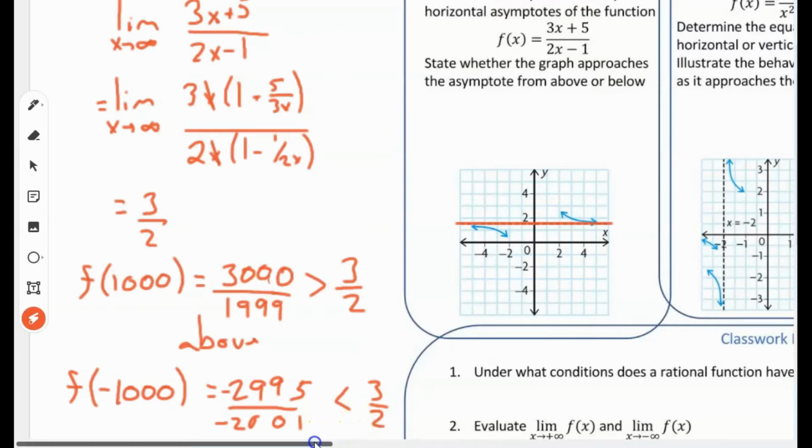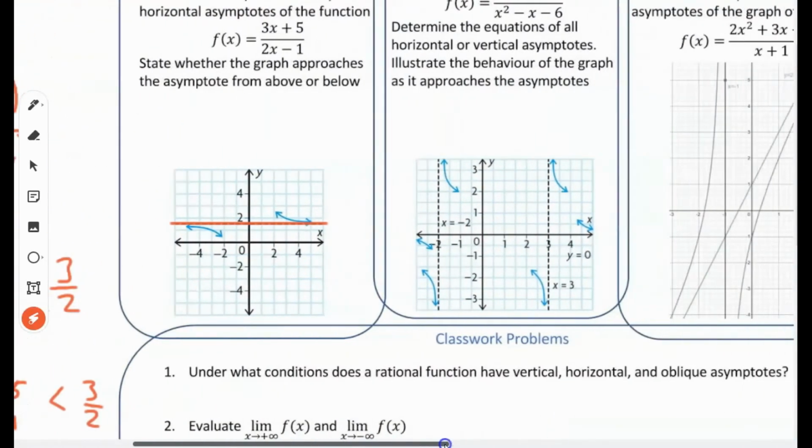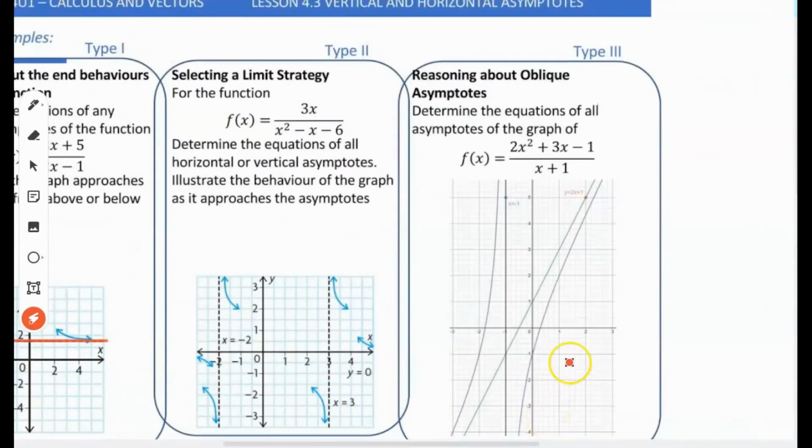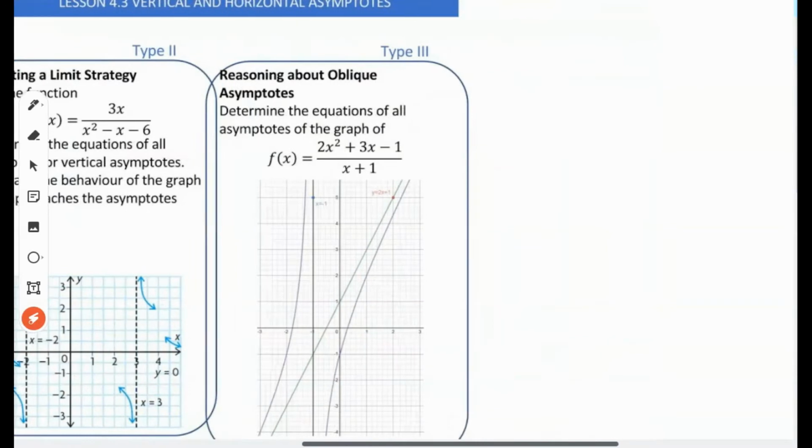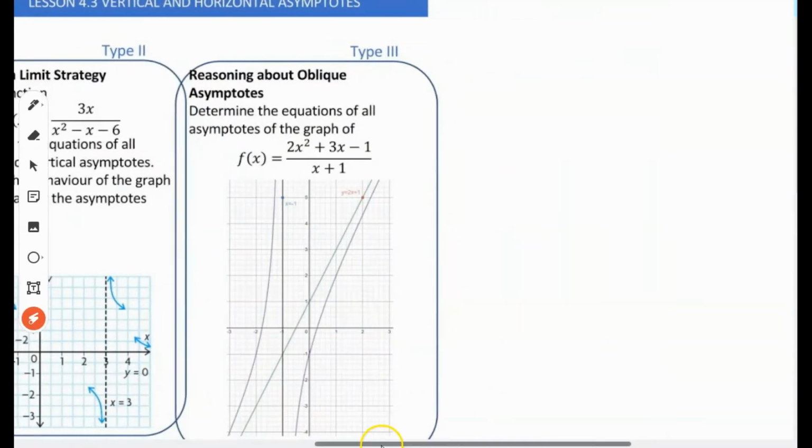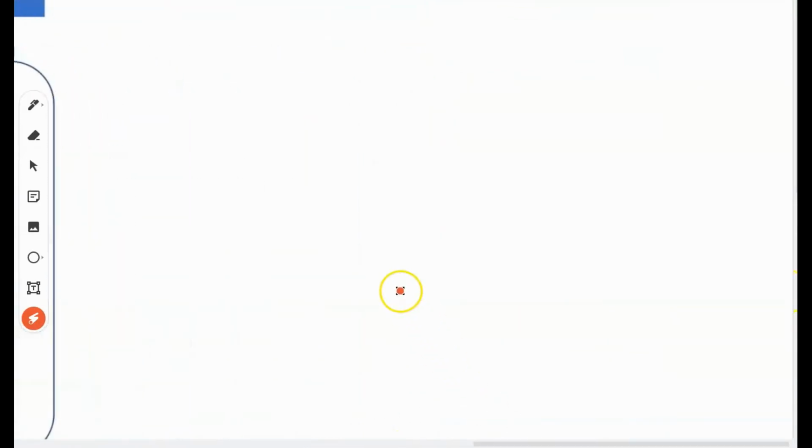So let's move on to the next example then. So this example says we have this function, and we want to determine all equations for all horizontal or vertical asymptotes and illustrate their behavior. So I've got it graphed here, so you can see this is going to be a lot. But that's okay. I'm just going to move over to the side here so we have some room, and I will rewrite the function here for us.